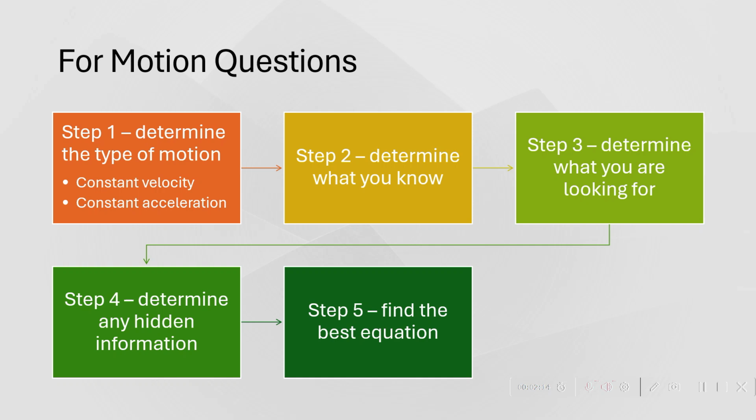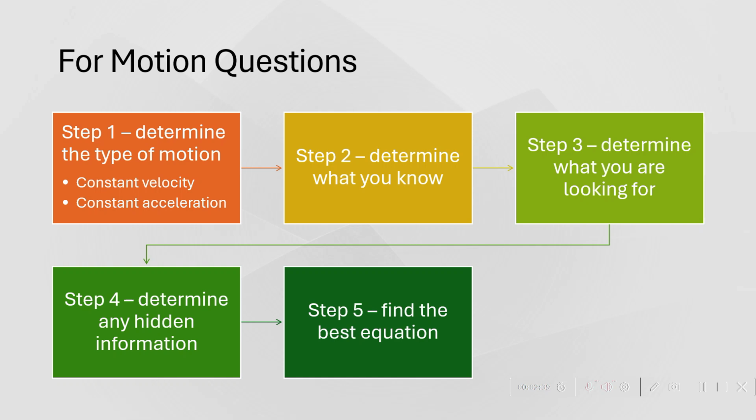Okay, now looking at motion questions. The first thing you have to determine when you read the question is the type of motion. Is it constant velocity or constant acceleration? Then determine what you know, and that's where you want to be boxing in the question what you know. Determine what you are looking for.